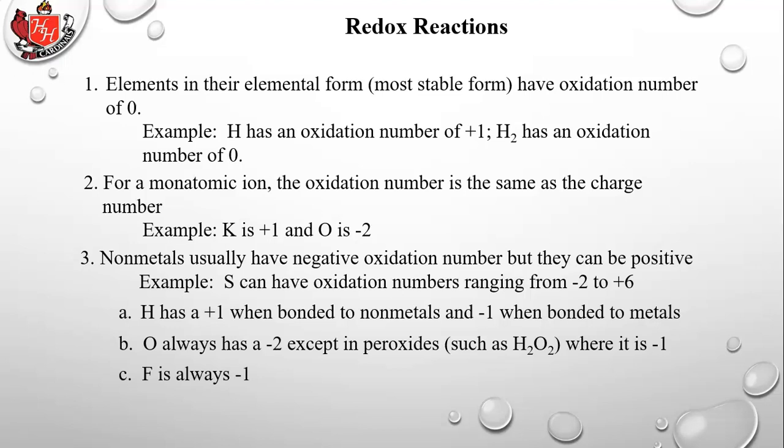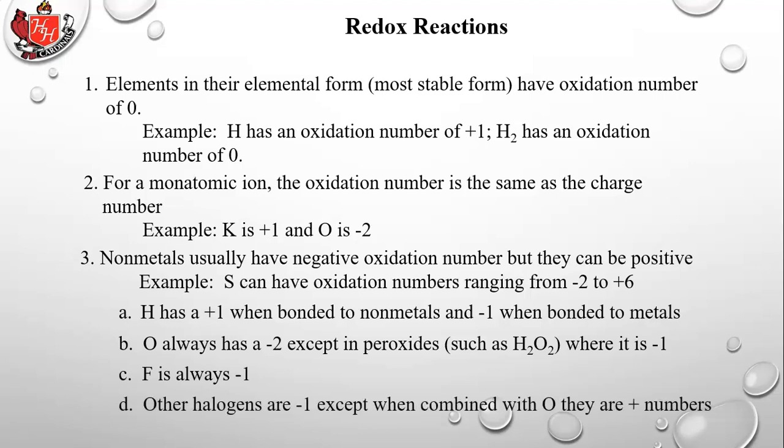Fluorine is always a -1. And other halogens, that would be chlorine, bromine, iodine, are -1 except when combined with oxygen. Then they are positive numbers. So again, the rules are a little crazy. When we see some examples, we'll deal with it then.